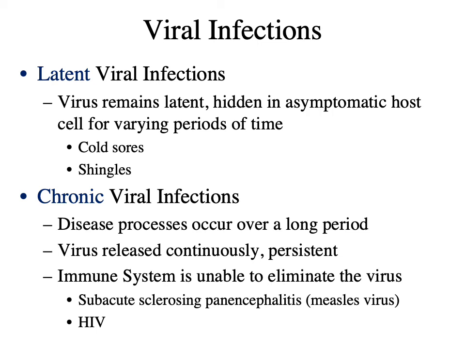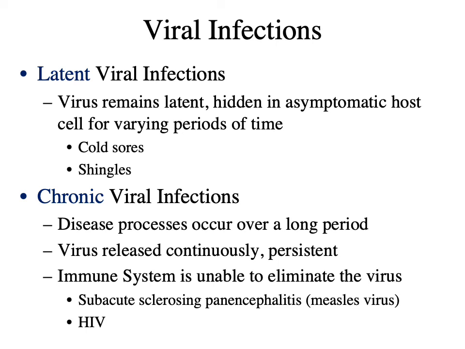HIV is one of these chronic viral infections. You can be infected with HIV, and it can last for years. It will be slowly released, and your immune system has no way to eliminate this HIV infection. But after many years, it can become AIDS. We'll also talk about HIV and AIDS later on. But what you need to know is that chronic viral infections are persistent. The immune system can't eliminate the virus.